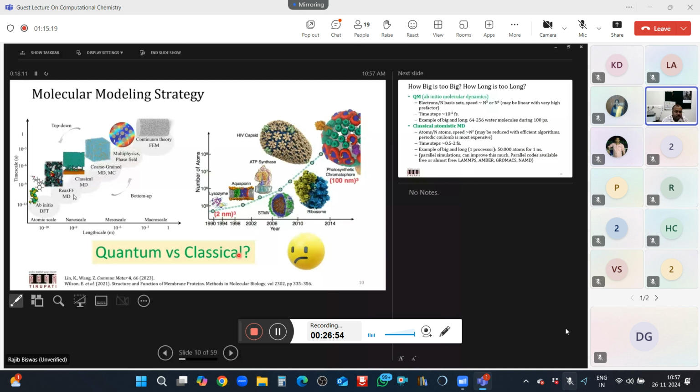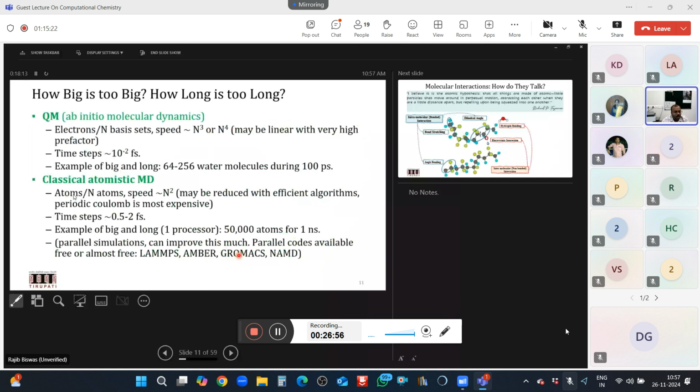Now, how do I choose whether my system is very big or very small? That means how big is too big, and how long do I have to simulate. This is not the computational time. This is the time scale we obtain by solving the equations of motion. In quantum mechanical simulations, we can go maximum up to 256 water molecules, and that can simulate up to 100 picoseconds, because their scaling is very bad.